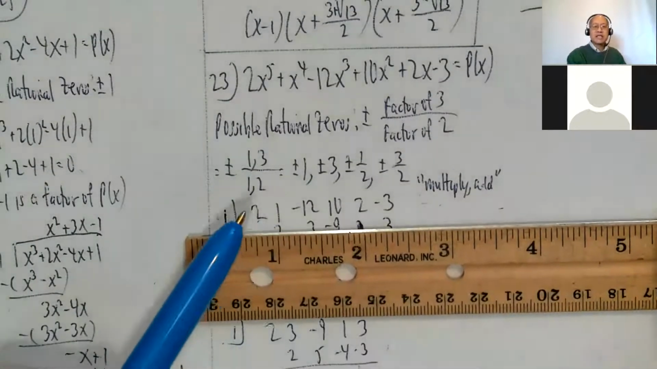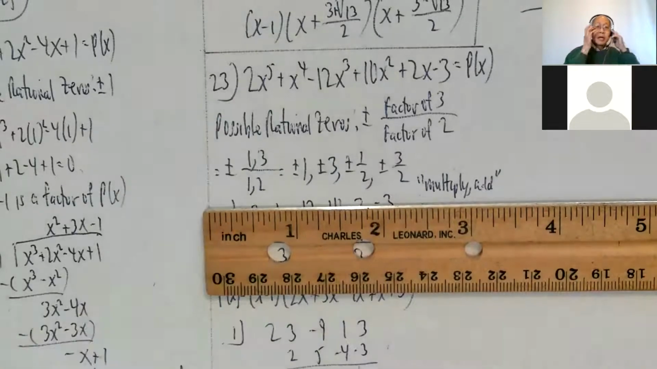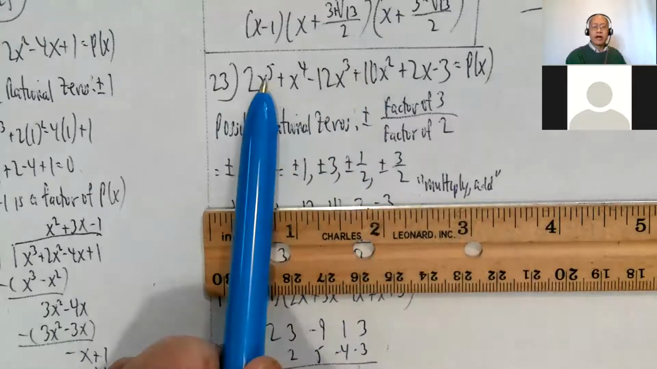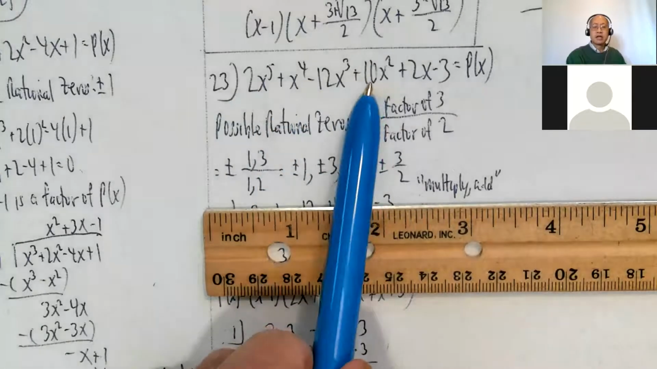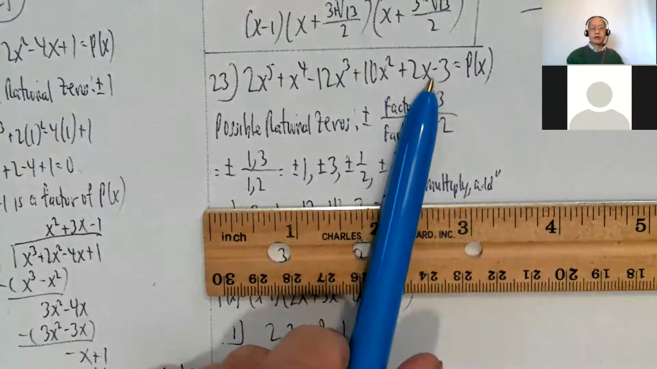Now the nicest thing to try is 1. And I believe 1 worked. The nice thing about 1 is 1 raised to any power is 1. 2 plus 1 is 3, minus 12 is negative 9, plus 10 is 1, plus 2 is 3, minus 3 is 0. So 1 should work.